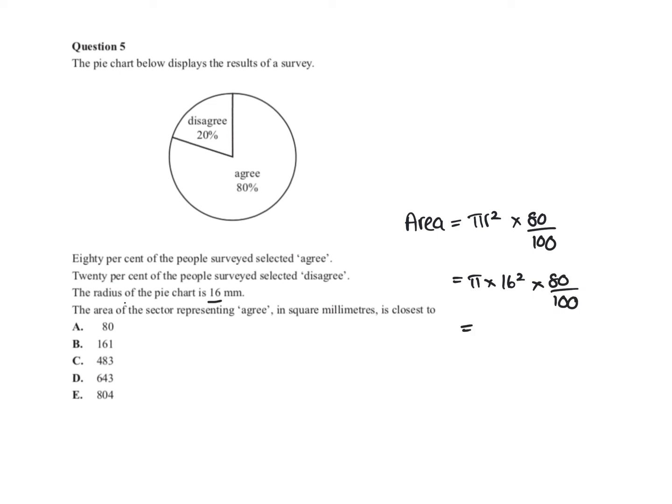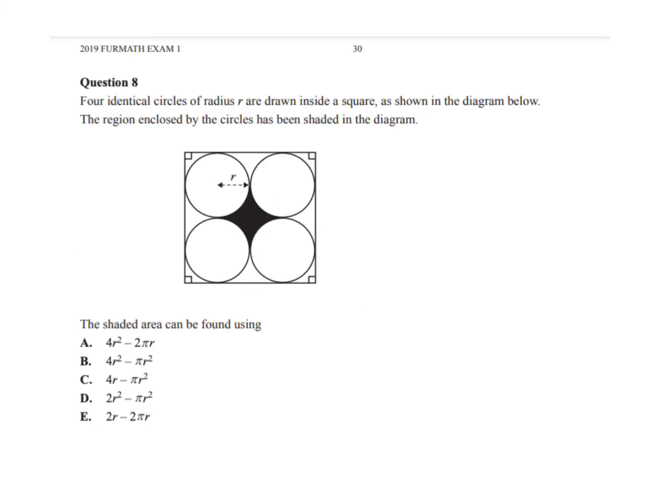And you end up with, if we do that on the calc, did I do that? Yep, I did that. End up with 643. Okay, so it doesn't matter if they don't give you a degree. You just say, well, they gave me a percentage, so I've got a proportion. I've got how much I've got.